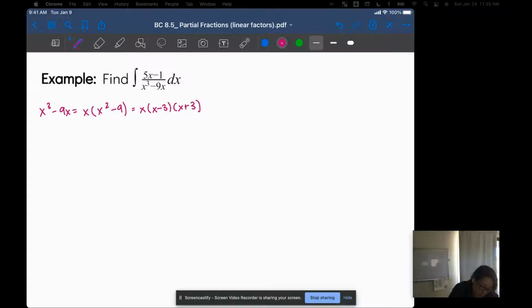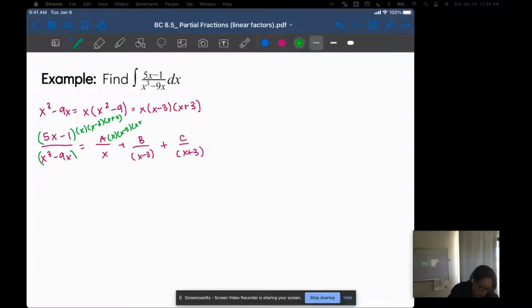So I'm going to set up my partial fraction as x minus 1 over x cubed minus 9x is equal to A over x plus B over the next factor of x minus 3 plus C over x plus 3. All right, multiply by the common denominator, so x times x minus 3 times x plus 3. Try and be neat.